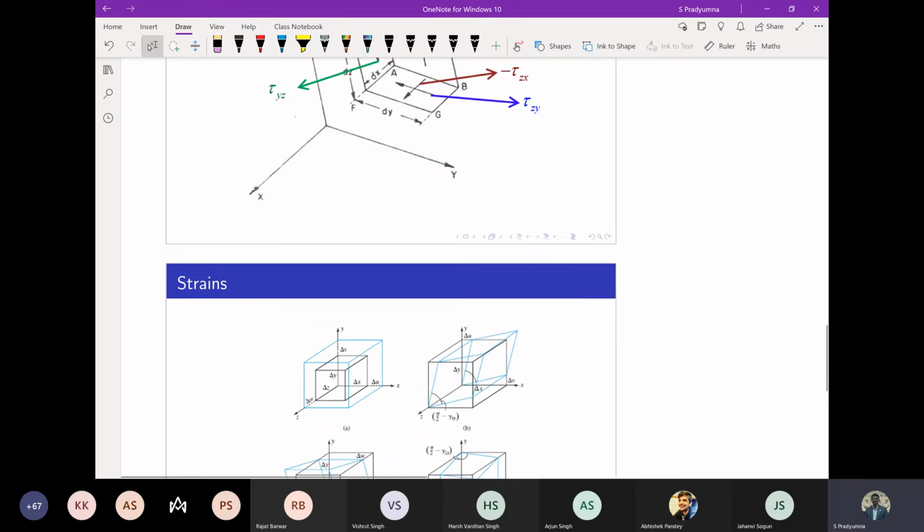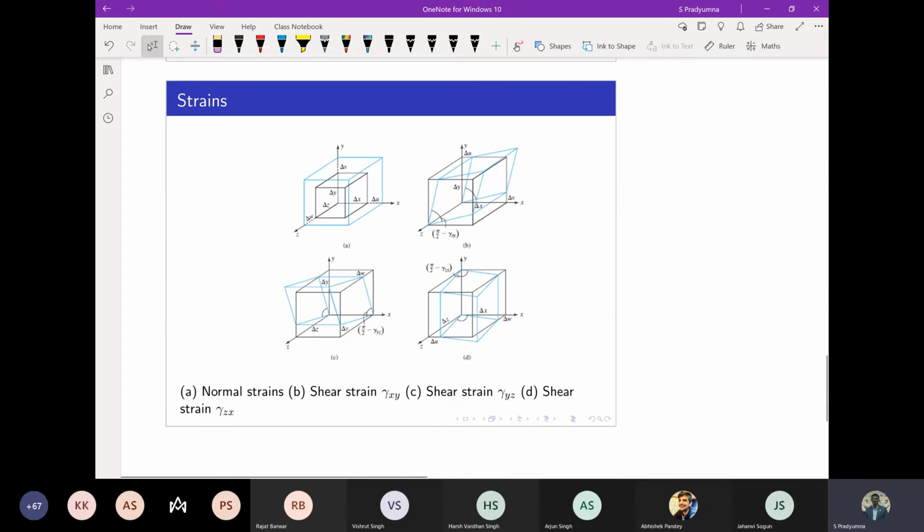Yes, sir. Fine. Now let's come to the strains. As we understand, because we applied some forces and stresses, there will be some kind of shear strain because of the shear stress. What is shear strain? Can you define it? Strain caused by shear stress. So what does normal strain mean? It is the relative change in length.